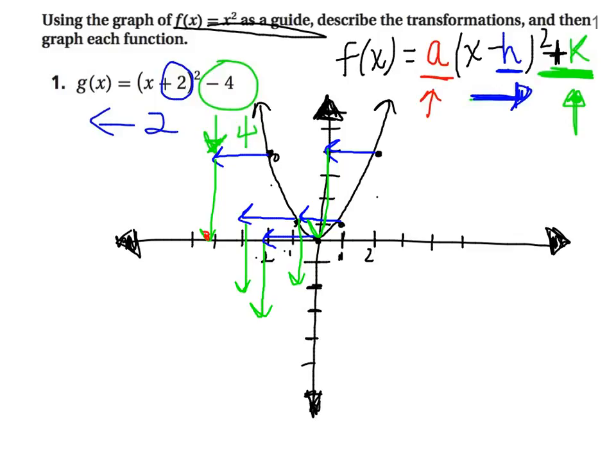1, 2, 3, 4, 5 points. And our new parabola is right there. So the only thing you really have to draw is that red graph that I drew here. And that's it for problem number 1 on Algebra Practice 41.